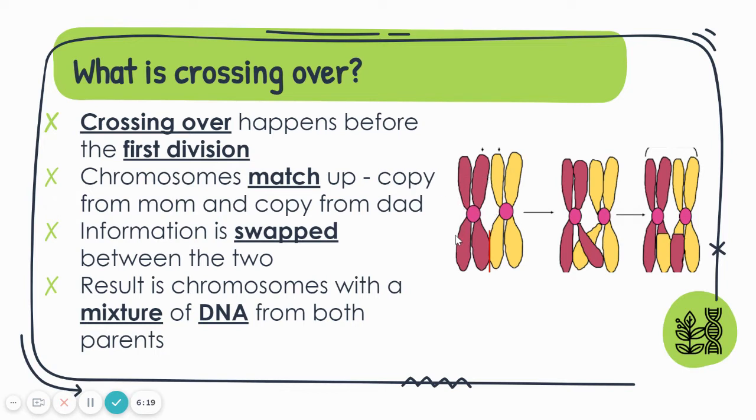So if you look at this diagram here, this red one may represent mom, the yellow one may represent dad. When they do crossing over, they're going to swap pieces of information. So as a result, now we have 4 unique chromosomes, right? This one is fully red. This one is partially red, partially yellow. This one is a little more yellow, a little bit of red, and then all yellow. So 4 unique combinations.